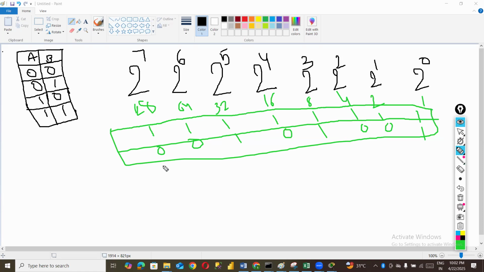So 1 into 0, right? What is 1 into 0? 0. Same, 1 into 0, 0. 1 into 1, 1. Again, 1 into 0, 0. 1 into 1, 1. 1 into 0, 0, 0, and 1 into 1.